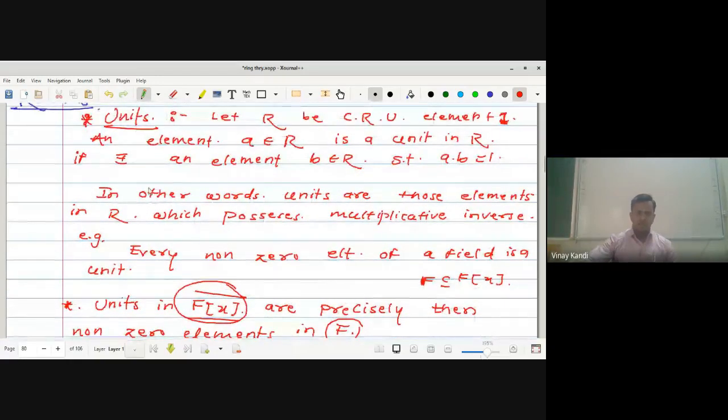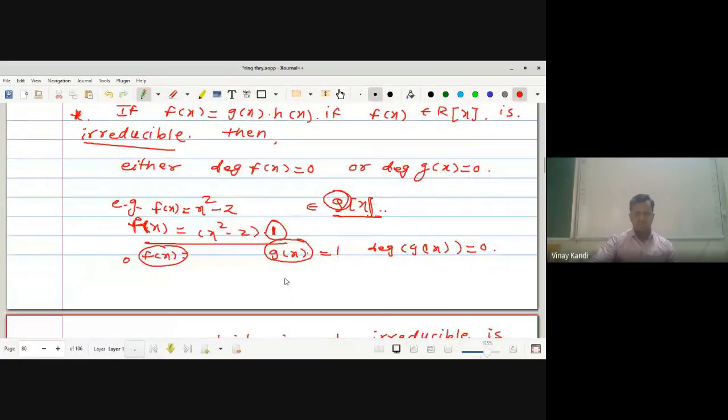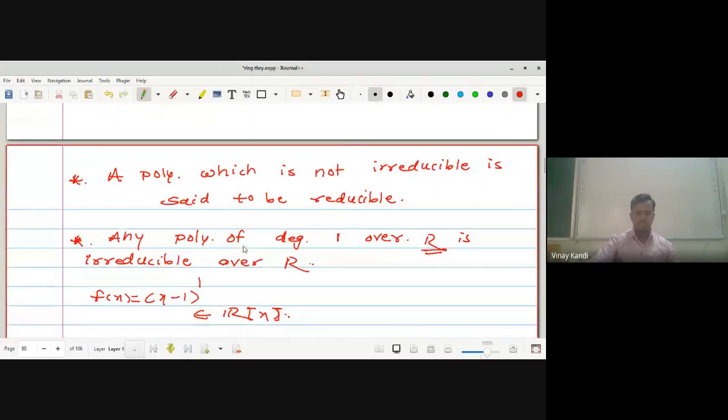Look at the ring of polynomials F of x, in which F is contained. What are the units in F of x? All the units in F, that is, all the constant polynomials in F of x, are the units in F of x. We saw some definitions also, and some remarks. A polynomial which is not irreducible is said to be reducible. Any polynomial of degree 1 over R is irreducible over R.